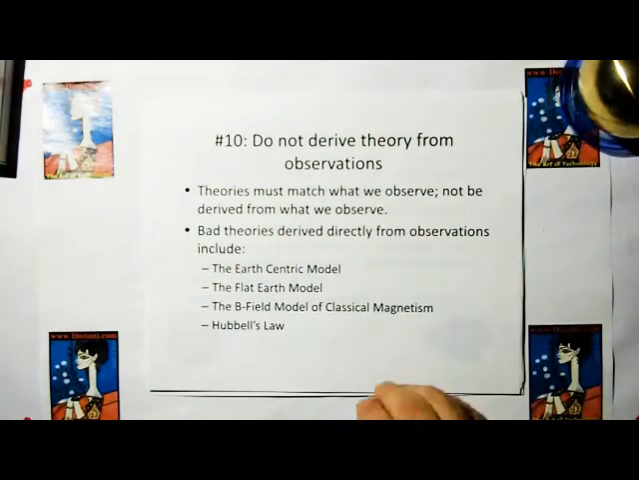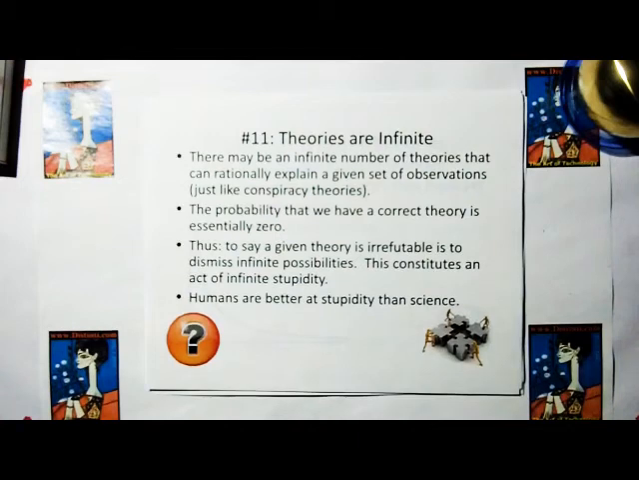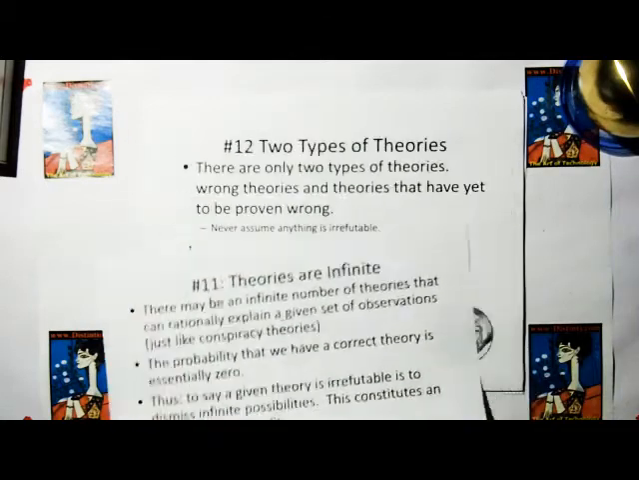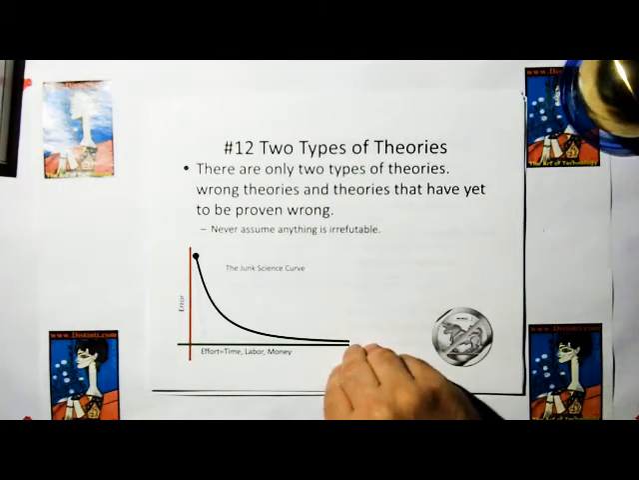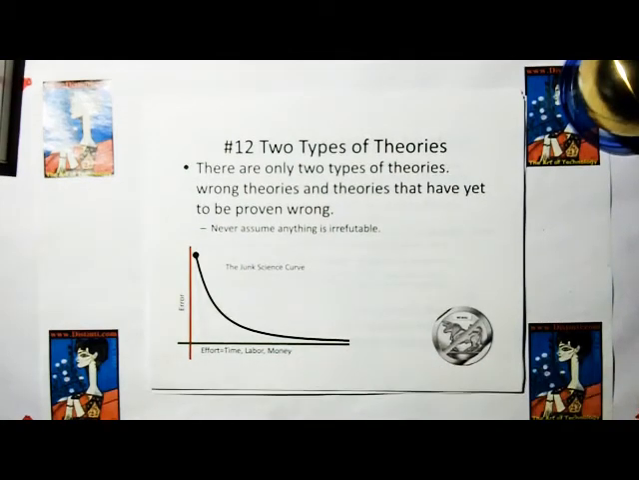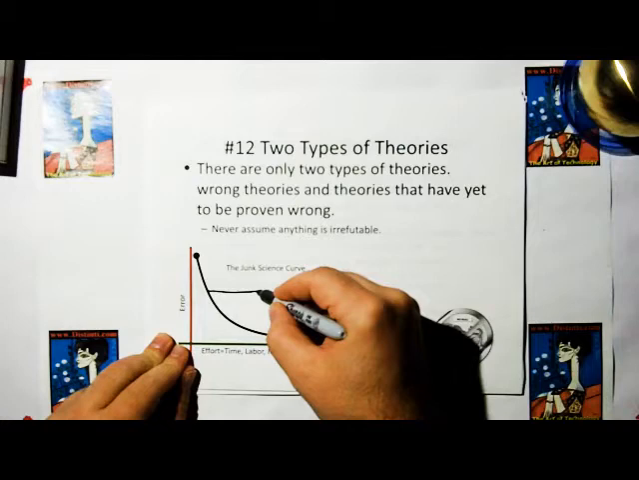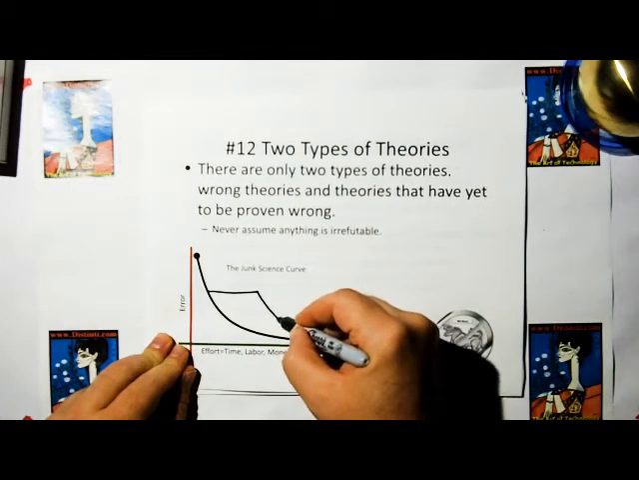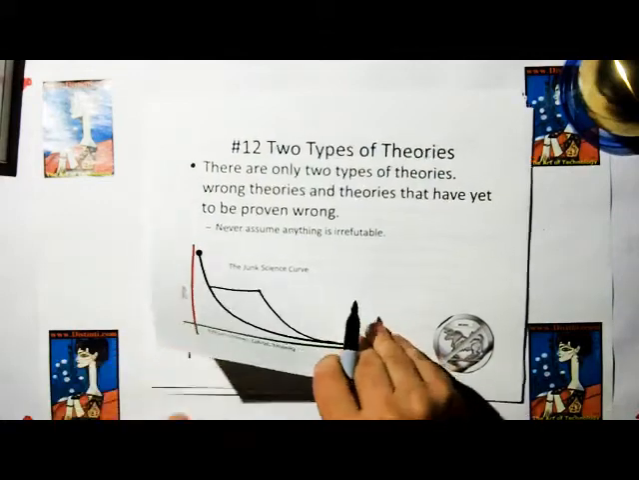Okay, do not derive a theory from observations. We went over that in a previous video. Theories are infinite, so don't get hung up on the first theory that gives you a correct match of your observations. Okay, read the rest on your own. There's only two types of theories, wrong theories and theories that haven't been proven wrong yet. And when we human beings assume we know something is irrefutable, the junk science curve goes flatline, and we make no progress toward getting to the correct line, the green line, which means the truth line.